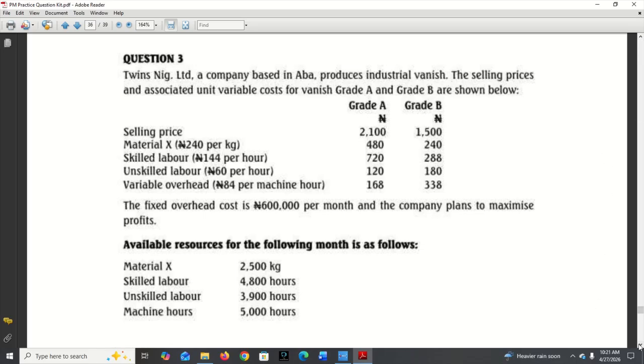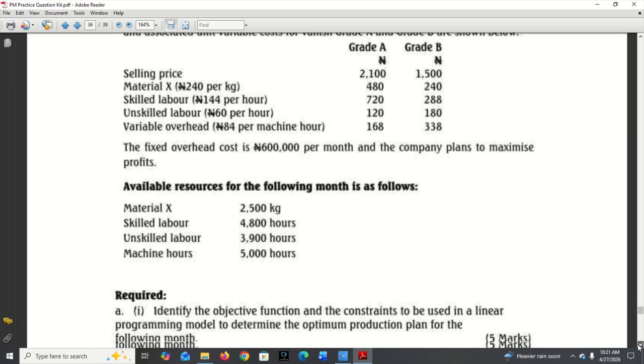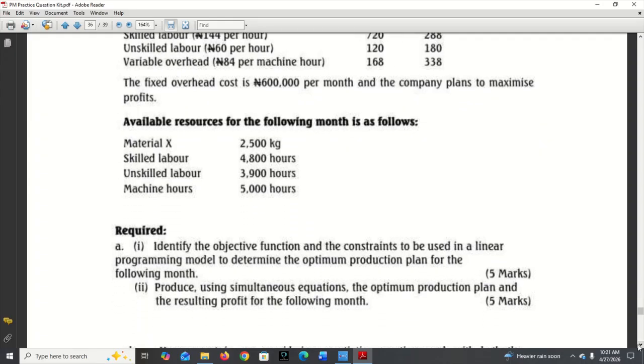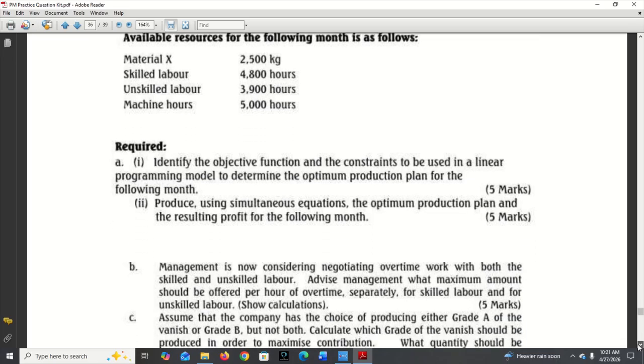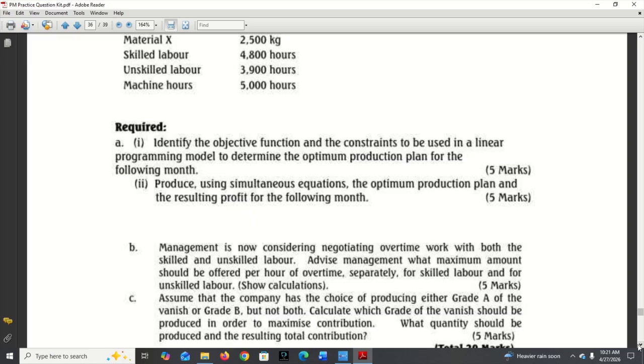Okay, let's look at it. Then it says, available resources for the following month: material X is 2,500 kg, skilled labor is 4,800 hours, unskilled labor 39 hours, machine hours is 5,000 hours. Required: identify the objective function and the constraints to be used in a linear programming model to determine the optimum production plan for the following month. Produce, using simultaneous equations, the optimum production plan and the resulting profit for the following month.